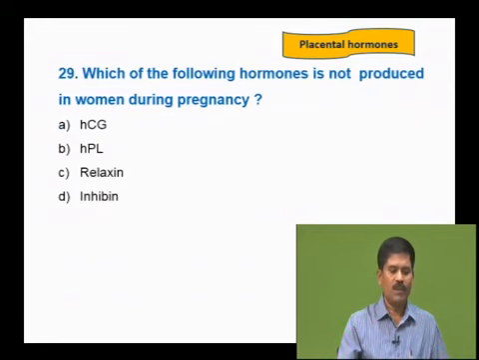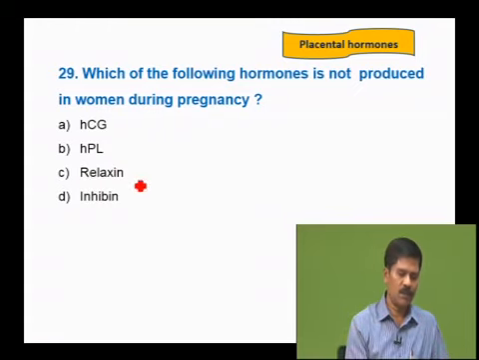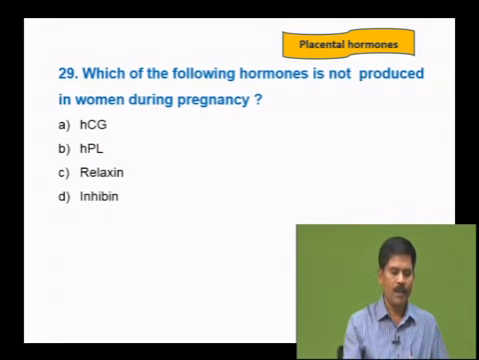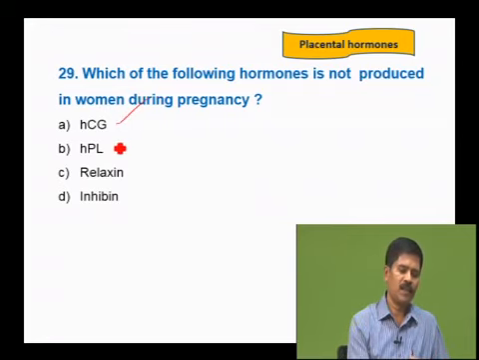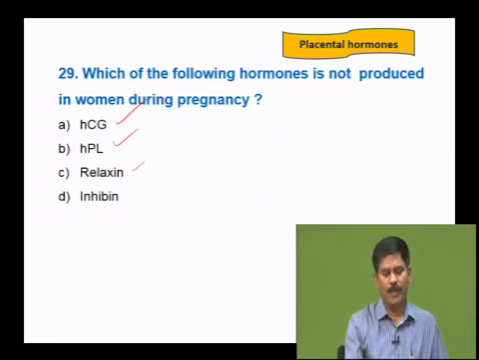Which of the following hormones is not produced in women during pregnancy? HCG, human chorionic gonadotrophin, human placental lactogen, relaxin and inhibin. Placenta acts as a temporary endocrine gland secreting some of the hormones like HCG, HPL and relaxin. But inhibin is secreted by Sertoli cells, so therefore the right option is D. It is not secreted by placenta.